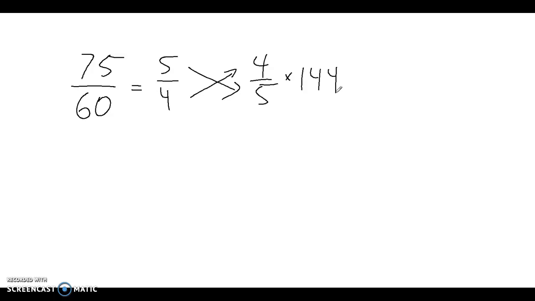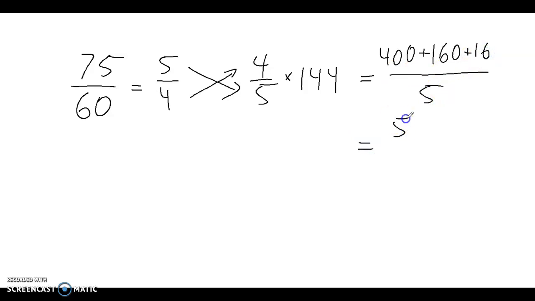Well, that's a little bit of arithmetic, but we can multiply 4 times 144, and we get 400 plus 160 plus 16. And so what's that? 576 divided by 5, which looks like it must be 115 with a little bit of change. So you're going to be there in less than 2 hours, it looks like.